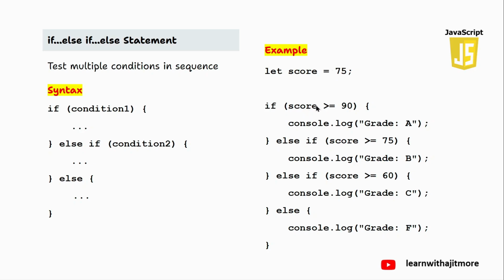So first you are checking whether score is greater than equal to 90. If true, then grade A. If it is false, then check the second condition. If it is greater than equal to 75, grade B. If this is also false, then check whether it is greater than equal to 60. Yes, C. No, तो directly else part grade F. तो जैसे ये 75, 75 is greater than equal to 90? No. Is 75 greater than equal to 75? Yes. Grade B output आएगा.